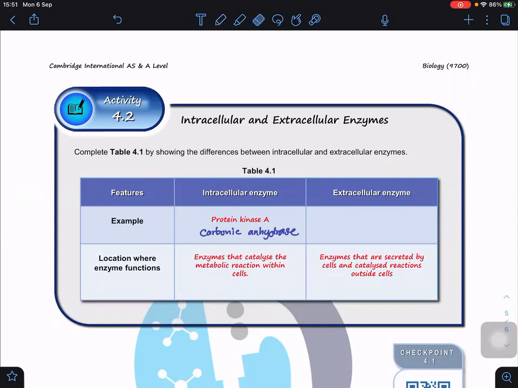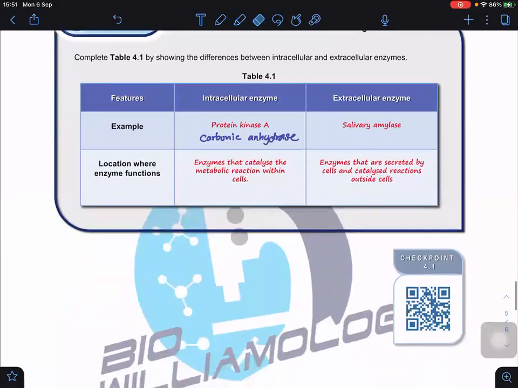Now, how about extracellular enzymes? Your amylase, pancreatic amylase, for example. What else? Your trypsin, pepsin, sucrase, maltase, lipase. Those you need to secrete out, right? So those are the extracellular enzymes. With this, I have done the general part about enzymes. So I'm off the record now.